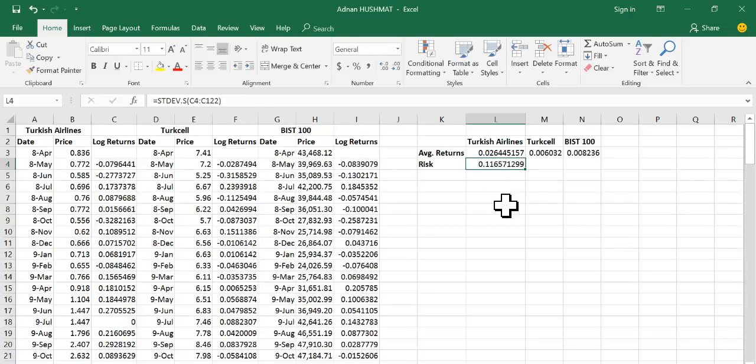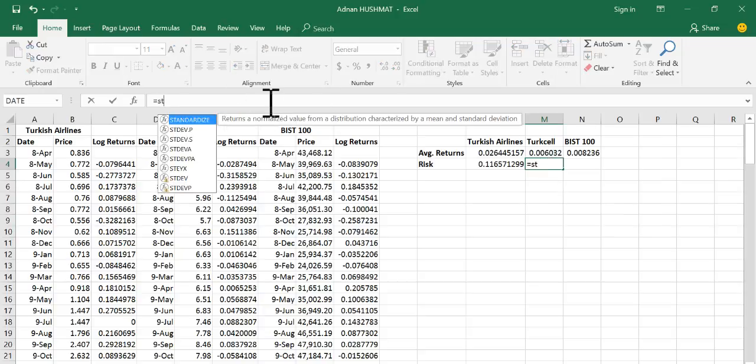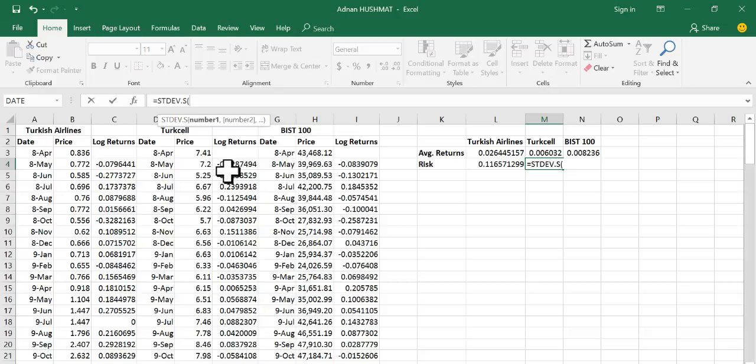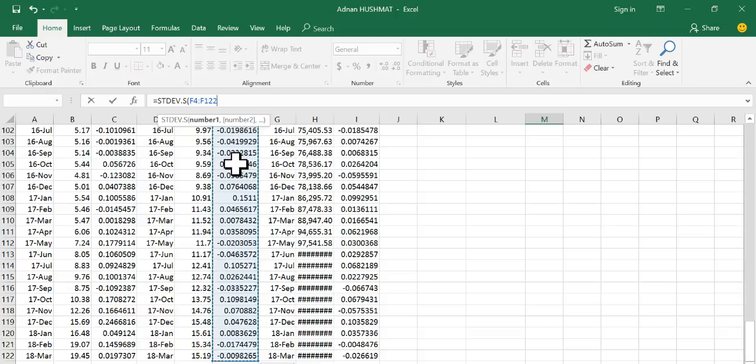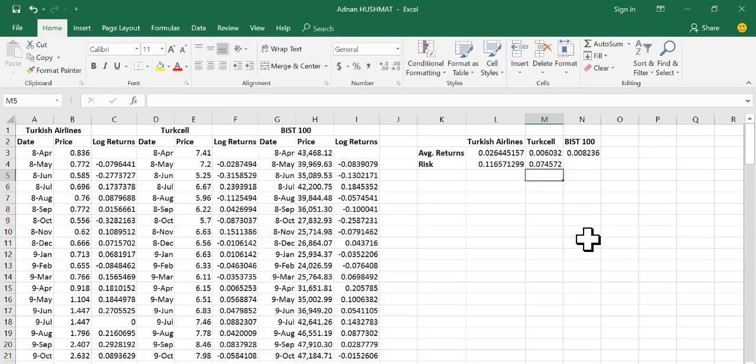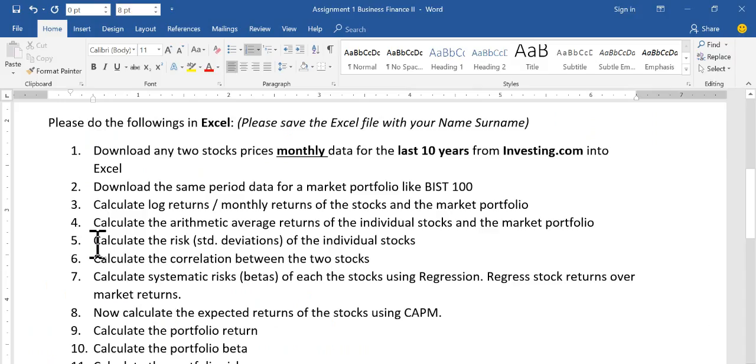That's it. This is the monthly risk of the portfolio. For Turkcell, you do the same, again equal to standard deviation. Okay, so great. These are the risk levels for the individual stocks. That's it. So we are done with number 5, calculate the risk or standard deviation of the individual stocks.